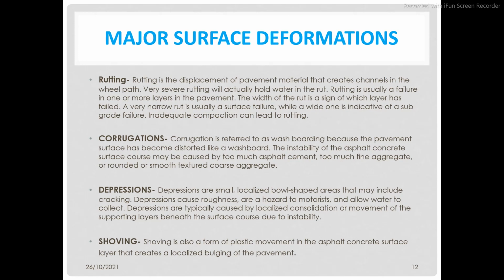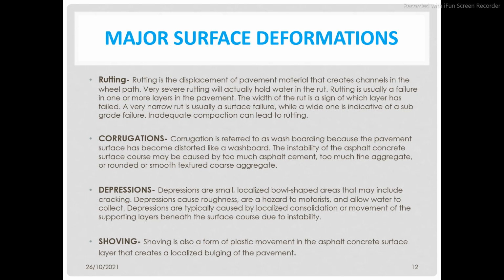And the third one we have is the depression. Depressions are small localized bowl-shaped areas that may include cracking. Depressions cause roughness, are hazardous to motorists, and allow water to collect. Depressions are typically caused by localized consolidation or movement of the supporting layers beneath the surface course due to instability. Repair by excavating and rebuilding the localized depression, and reconstruction is required for extensive depressions.